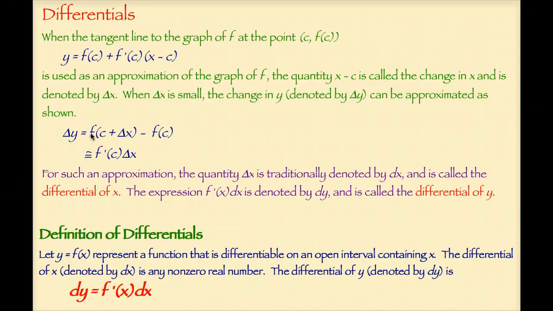Delta y is equal to f of c plus delta x minus f of c, which is approximately equal to the slope f prime of c times delta x. For such an approximation, the quantity delta x is traditionally denoted by dx and is called the differential of x. The expression f prime of x dx is denoted by dy and is called the differential of y.